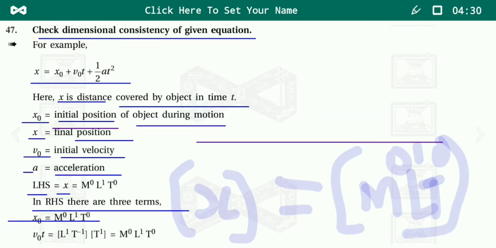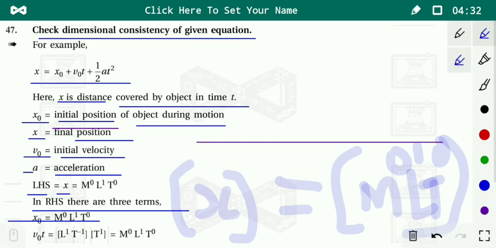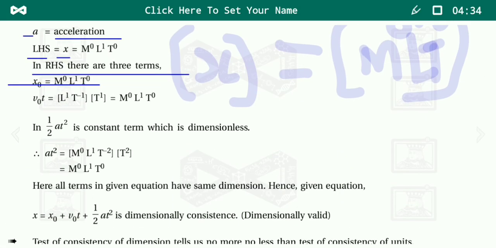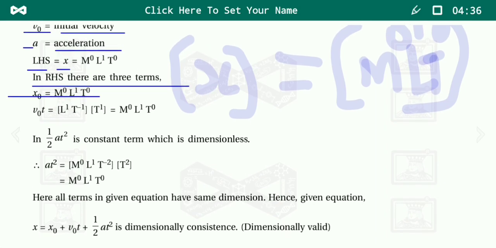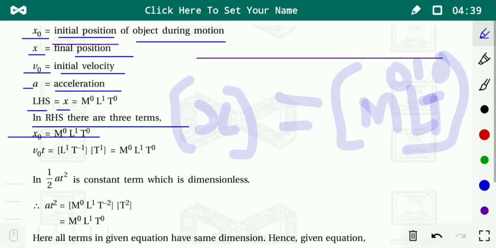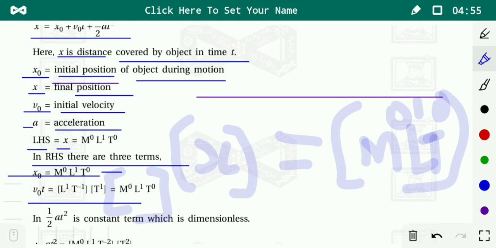Then the next term is v0t. The second term is v0t, students. It should be within a square bracket once again. v0 has dimensions of L¹T⁻¹, and t has T¹. So T⁻¹ and T¹ will cancel, and the final dimension, within a square bracket, is [v0t] = [M⁰L¹T⁰].